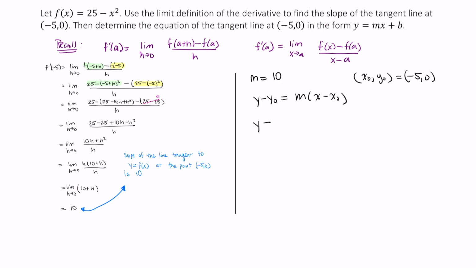So y minus 0 equals 10 times x minus negative 5. So this is y equals 10 times x plus 5, or just y equals 10x plus 50.